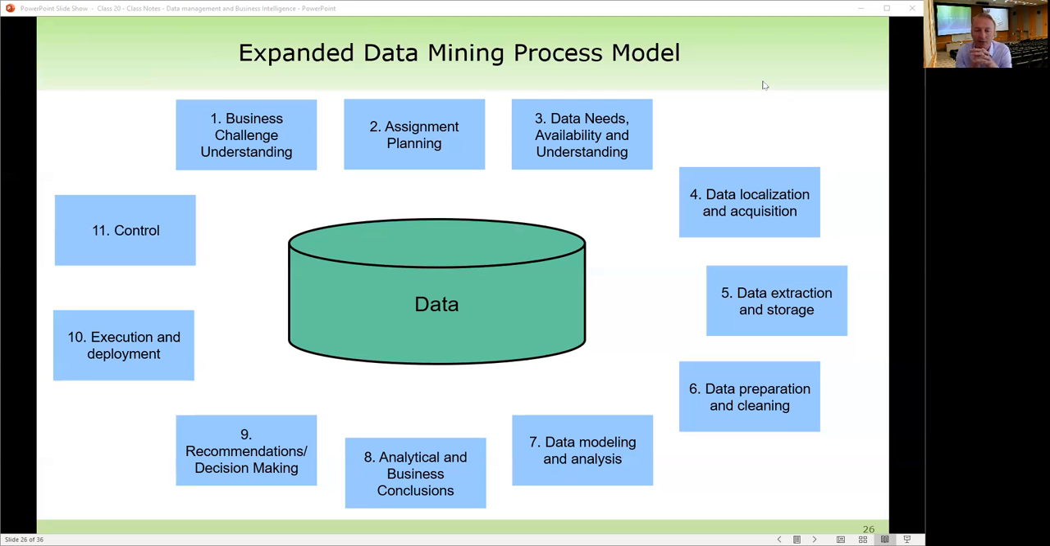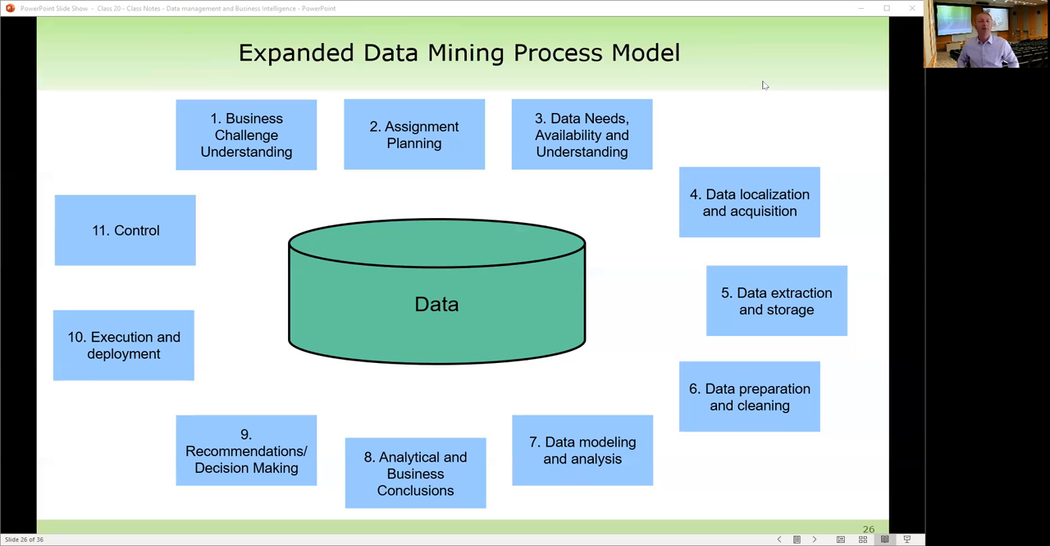Number 7 has to do with the simple data analysis, drawing insights from the data. Number 8 is where we conclude on what the data tells us in terms of the business needs or the business challenge. Number 9 might be a recommendation where we take decisions about the business challenge. Number 10 is deploying the recommendations. And number 11 controls whether we have solved the business challenge from the recommendations.